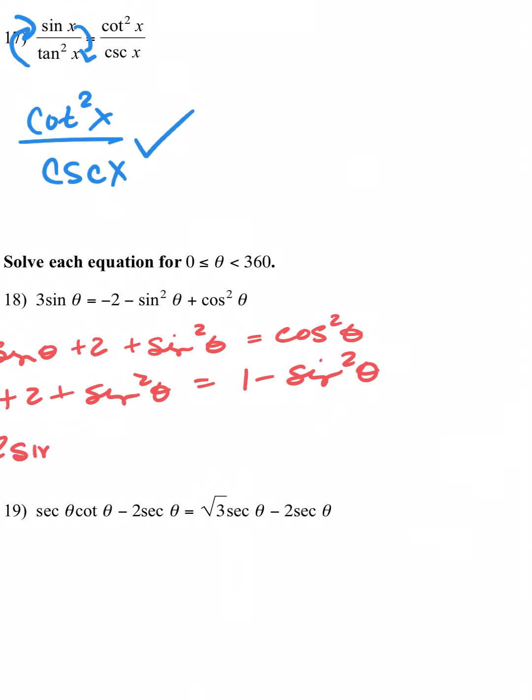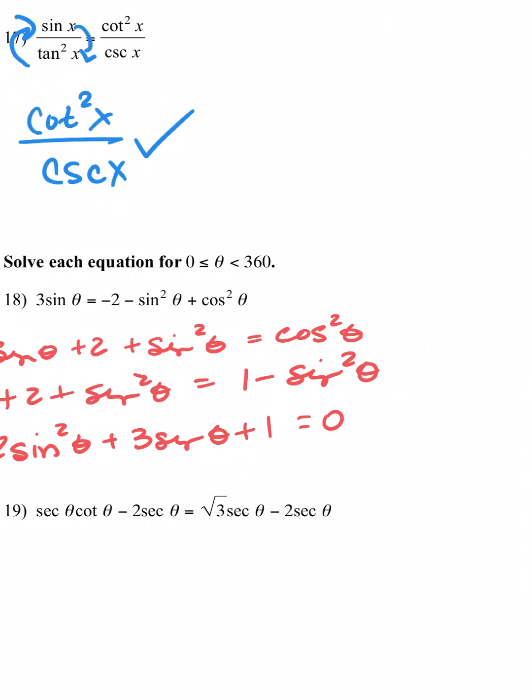So when I move all that over to the left, I get 2 sine squared of theta plus 3 sine of theta. And then when I move that 1 over, it's a negative 1. It would be plus 1. 2 minus 1 is 1. And make it equal to 0. So everything goes to the left. I turn that cosine into a sine using the Pythagorean ones.